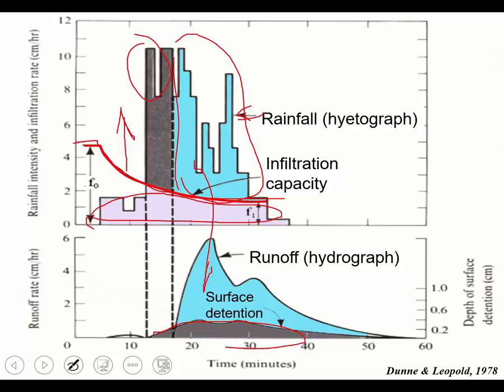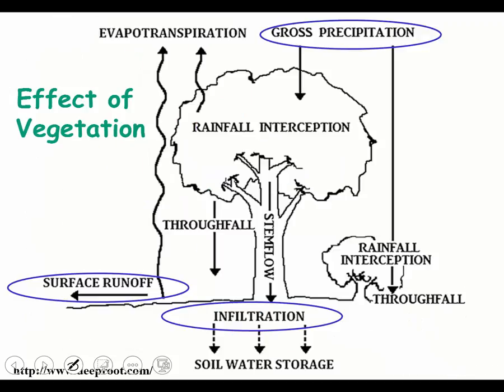Okay. So the hydrograph is going to be a component. The volume of the hydrograph is just going to be a subset of the volume of the rainfall. Okay. One of the things we have to recognize is that vegetation is going to affect that relationship between rainfall and runoff. Okay. Rainfall can be intercepted.